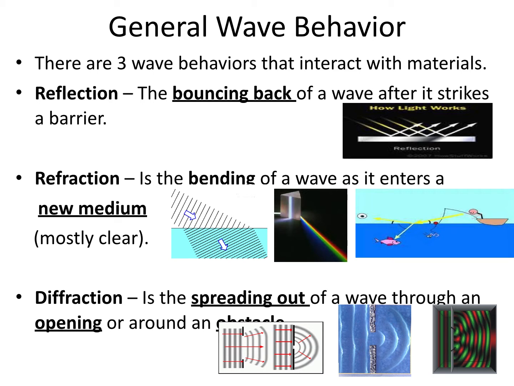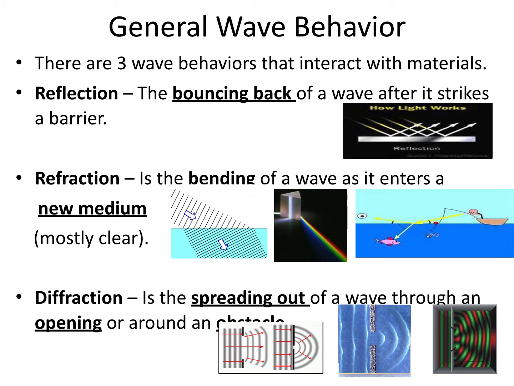Refraction is really cool. It's the bending of a wave as it enters a new medium. The mediums have to be mostly clear. So you see pictures I have there. It talks about how light, when it hits water, if you're a fisherman and you look at a fish underwater, the fish isn't exactly where you see it. It's actually different. And then the picture in the middle is a prism, which we'll be using in class. That's how you bend white light to make a rainbow. We'll talk more about that in a little bit.